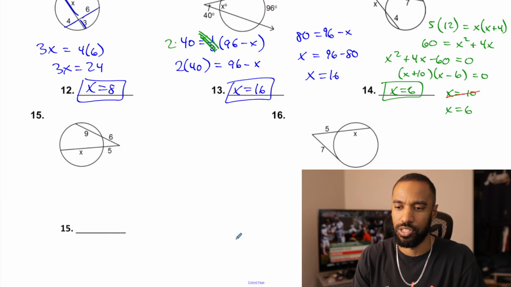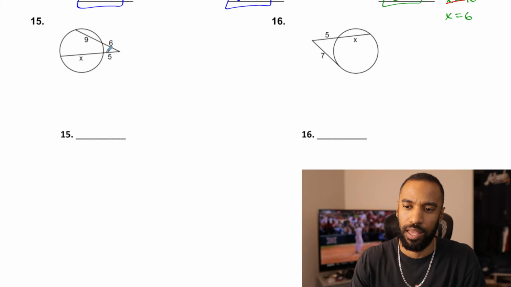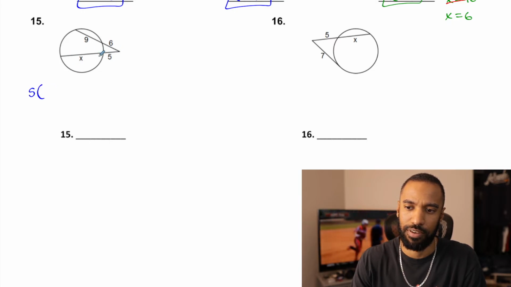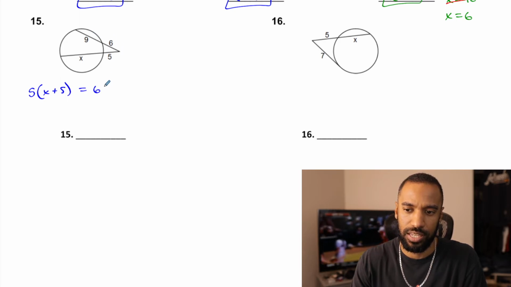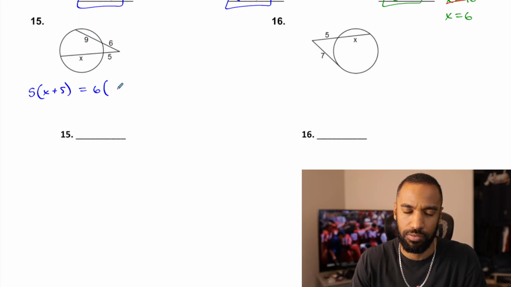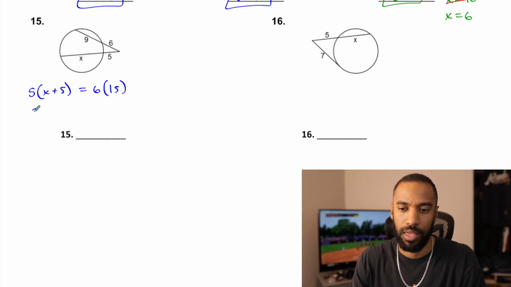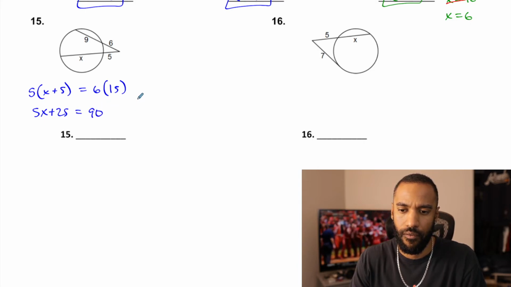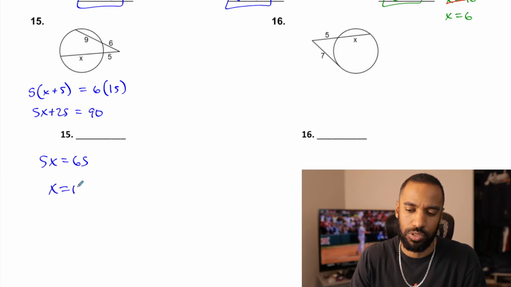Okay, number 15, same thing. We're going to work outside times whole equals outside times whole. I have outside 5 times whole, 5 plus x, or x plus 5, how about that? Outside times whole equals, not inside, but outside 6 times whole, 9 plus 6, that's 15. This is not a quadratic, as I distribute here. 5x plus 25 equals 90, I think. 5x equals 65, x equals 13.